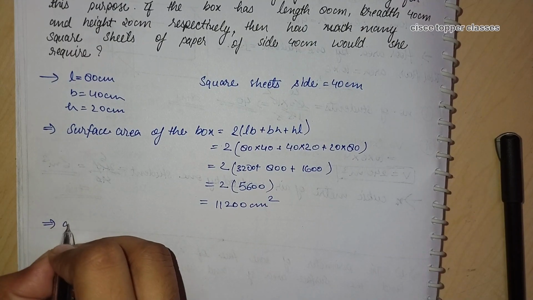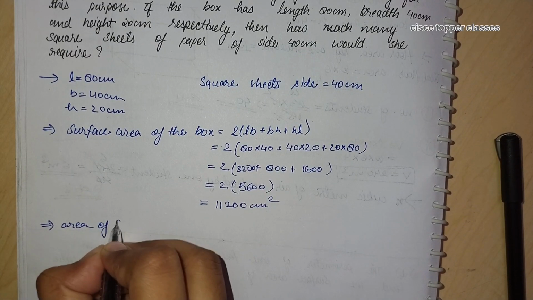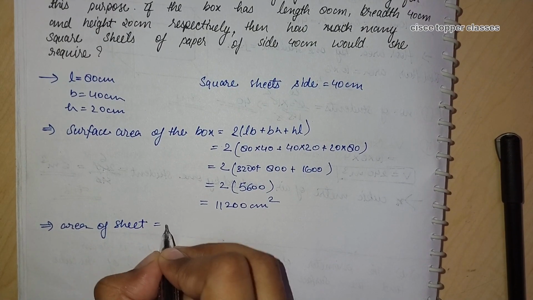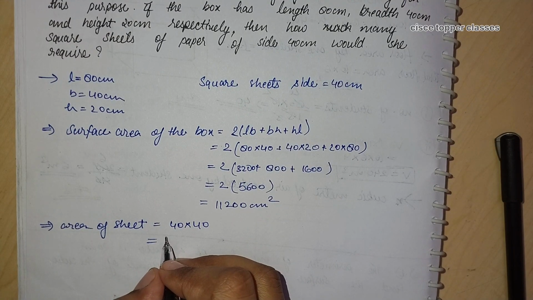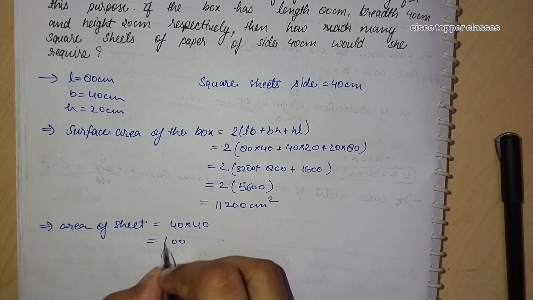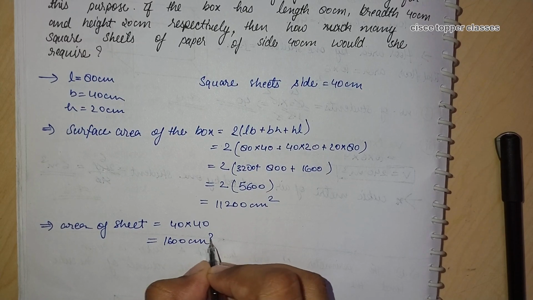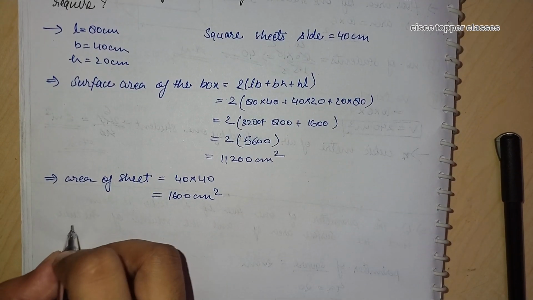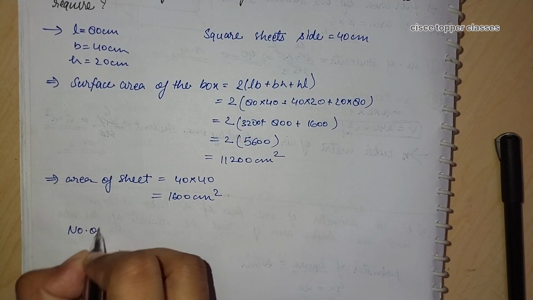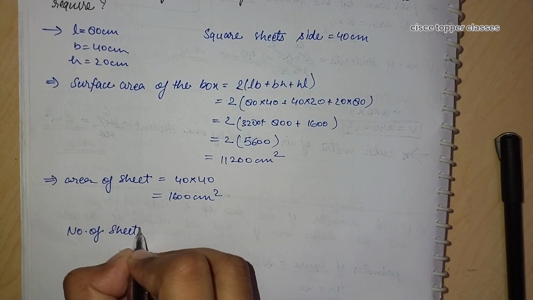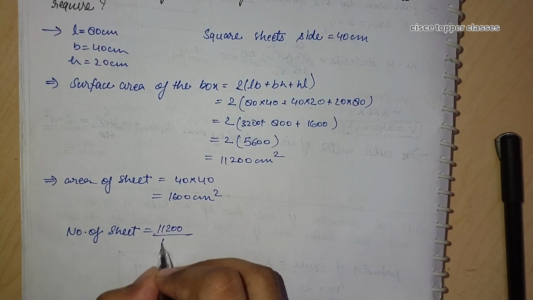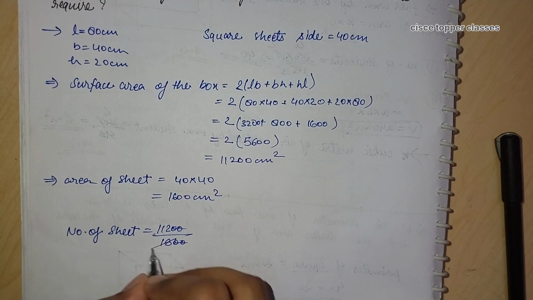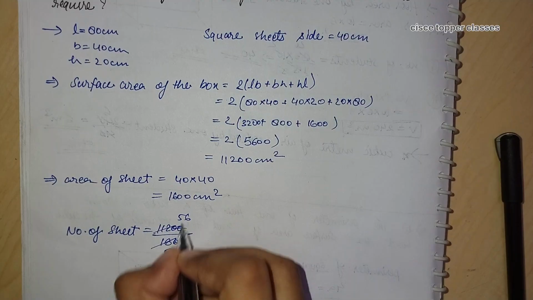Now if we want to find the area of sheet, so area of sheet will be 40 into 40 because it is a square sheet. So here we can multiply this. 1600 centimeter square is the area of the sheet. Now to find the number of sheets, we will divide the total area by the area of sheet. So this will be 11,200 divided by 1600. This will cancel out and we will get 56.